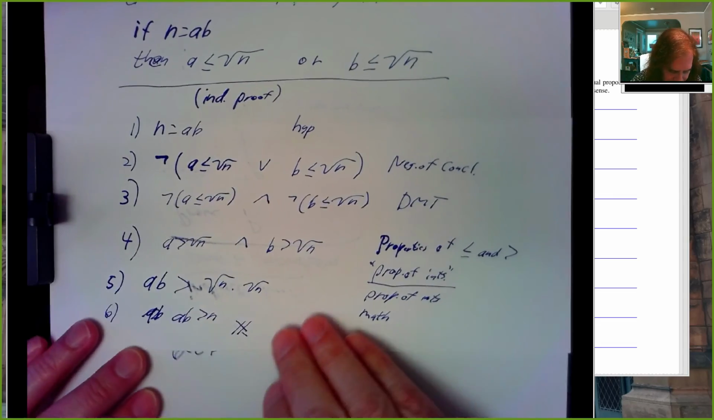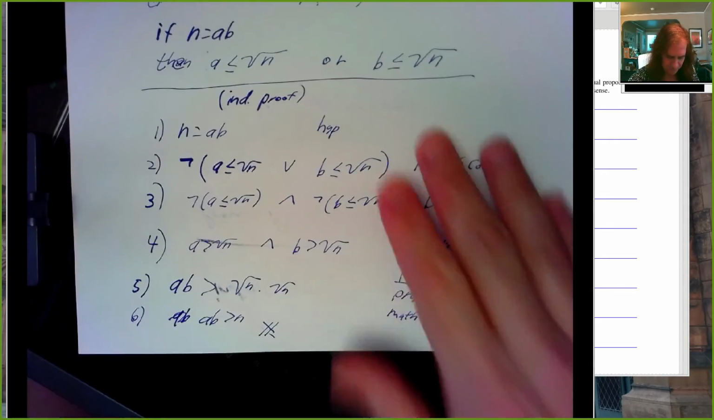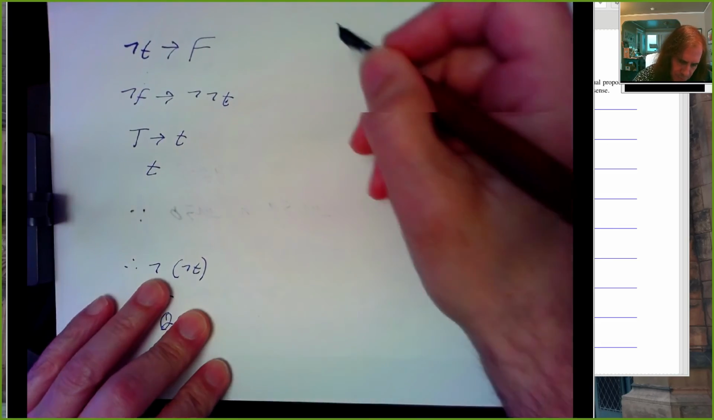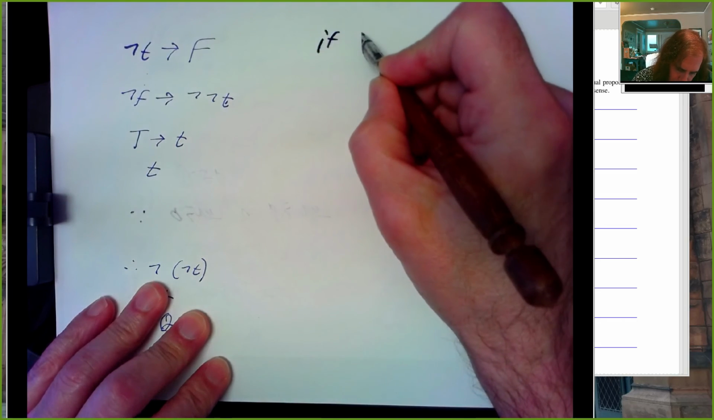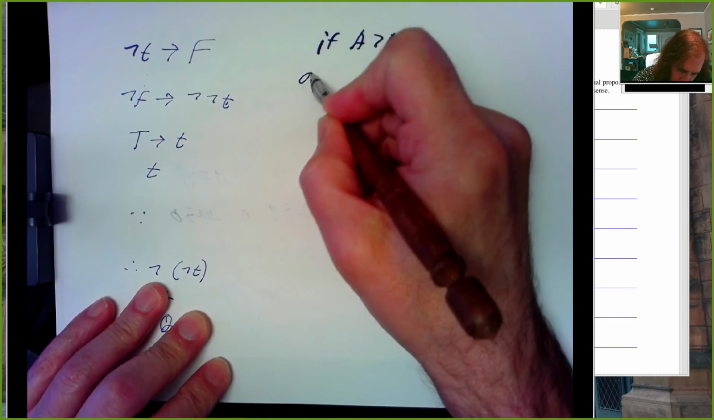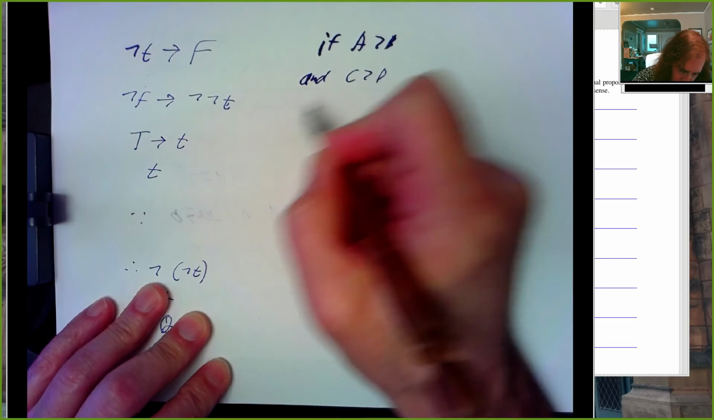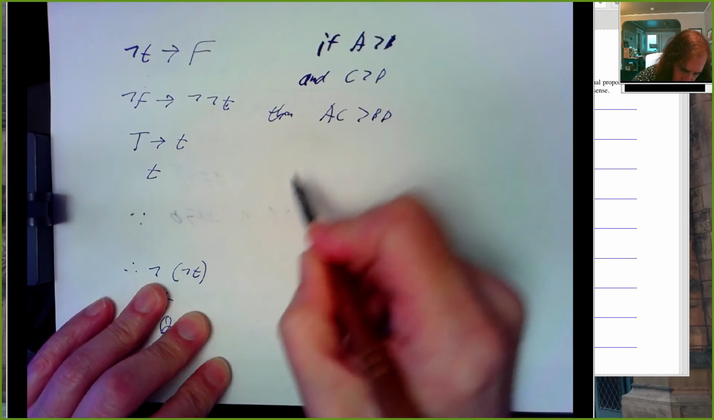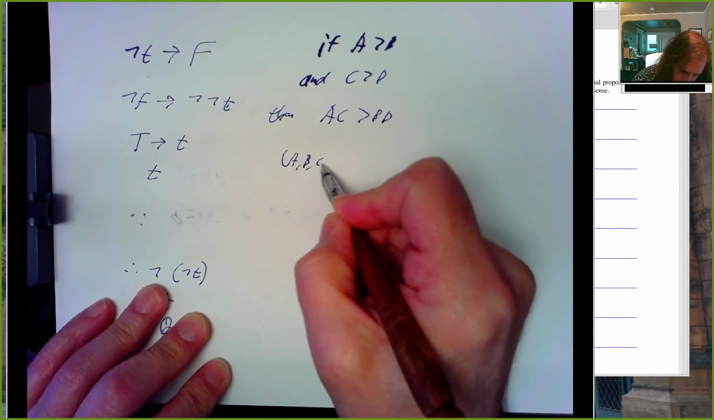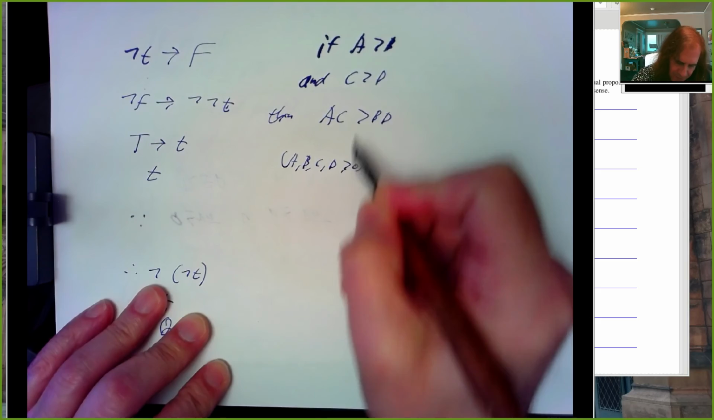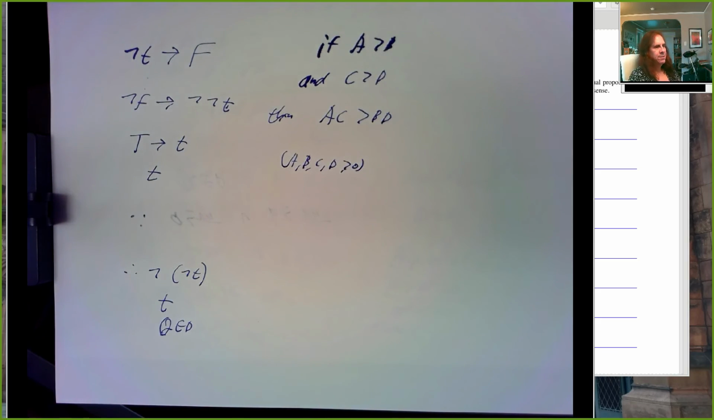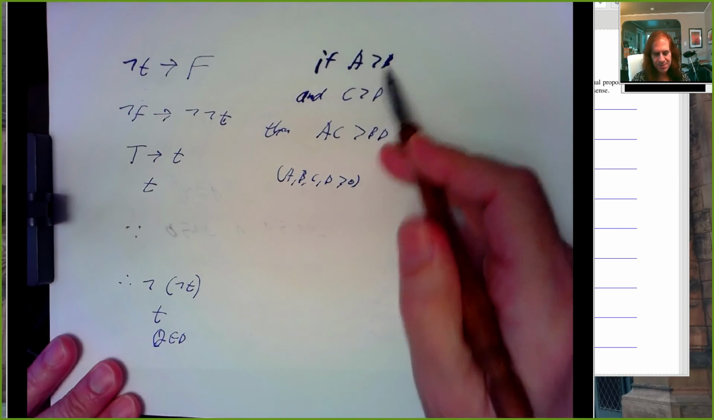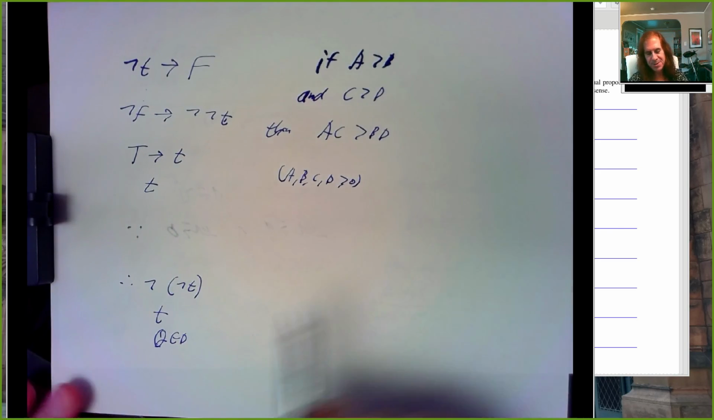Let's see, how'd you get from step 4 to step 5? So if these are all positive numbers, then we have this fact about inequalities. If a is bigger than b and c is bigger than d, then a times c is bigger than b times d.